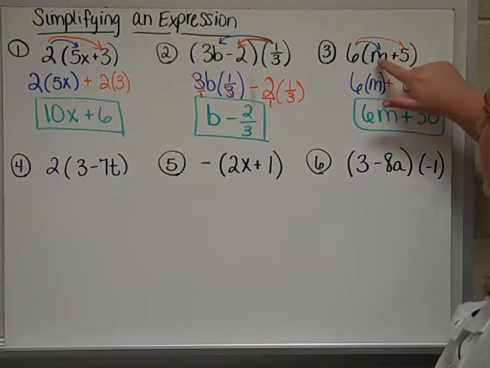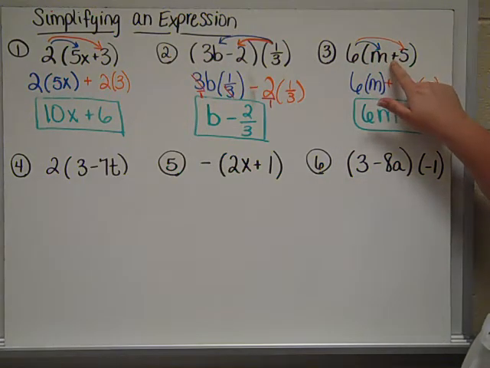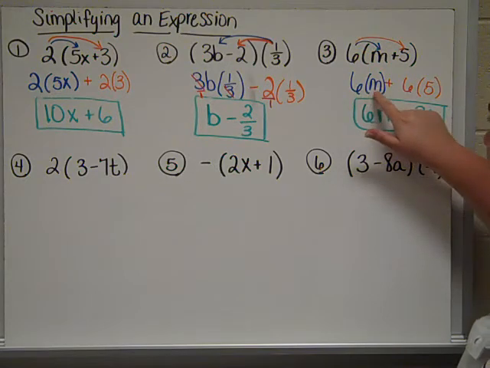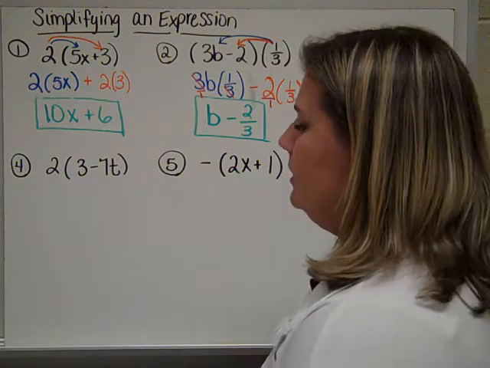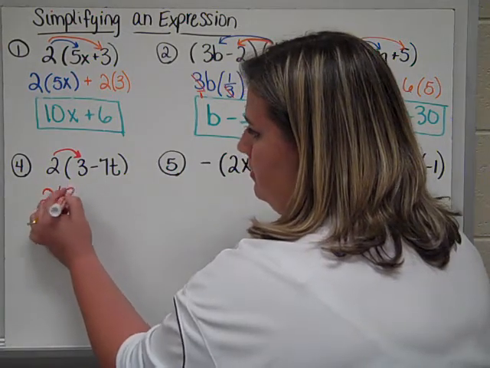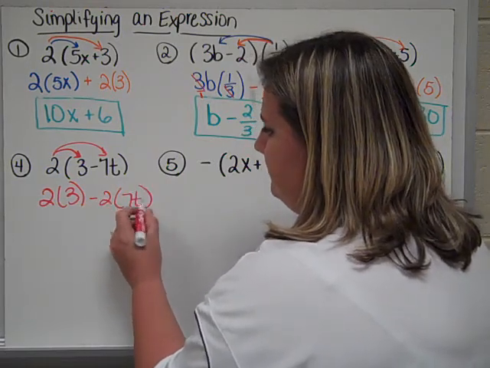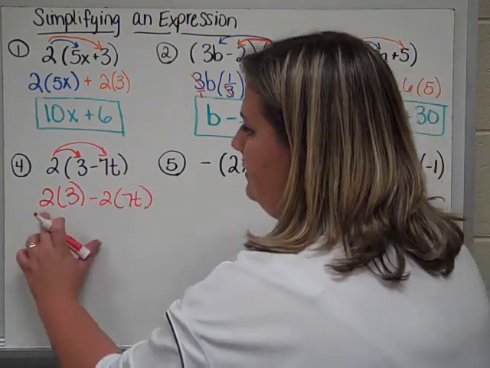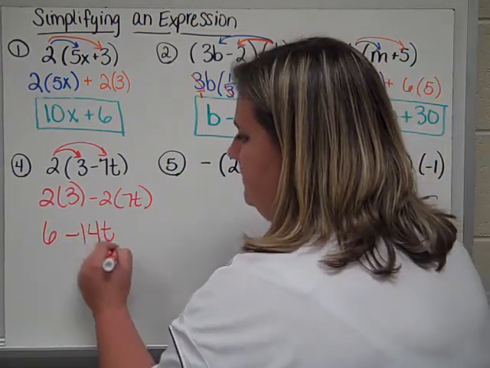Again, 6 is being multiplied to m plus 5. So when I distribute the 6 through, 6 times m plus 6 times 5. So 6 times m is 6m, plus 6 times 5 is positive 30. So 6m plus 30 is that expression simplified. So let's work on this one. Let's go ahead and distribute the 2. 2 times 3, and then 2 times negative 7t. Then this would simplify to a positive 6, and this simplifies to a negative 14t.